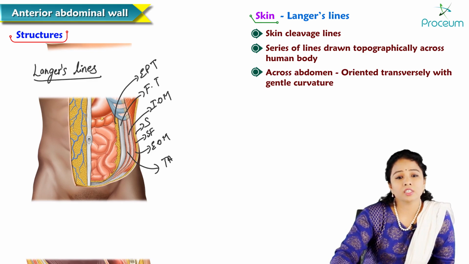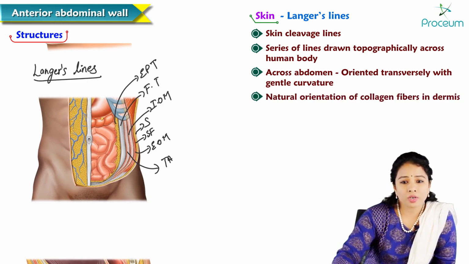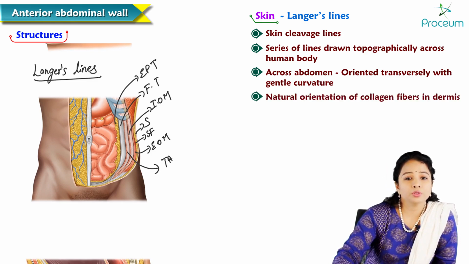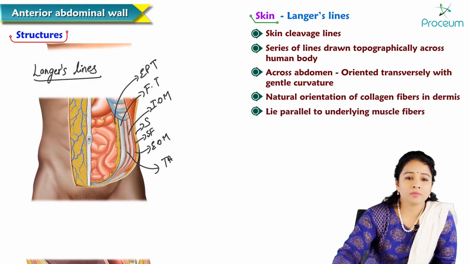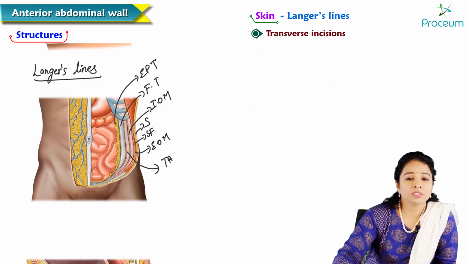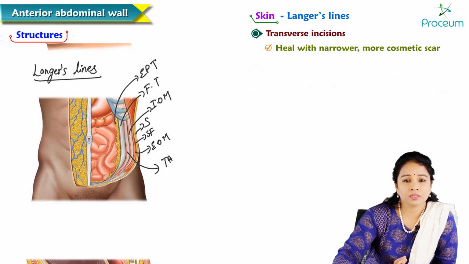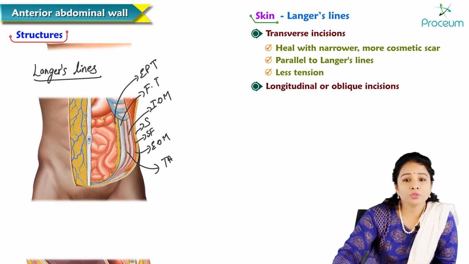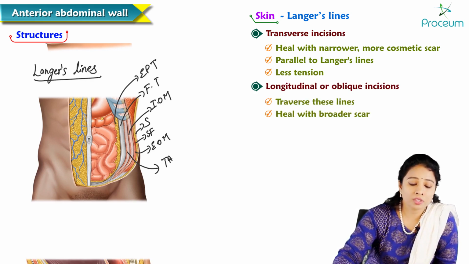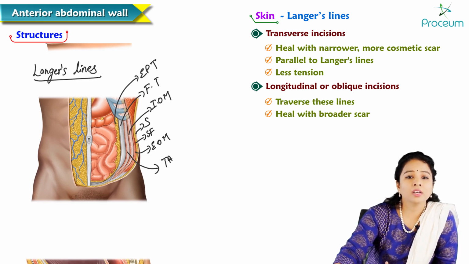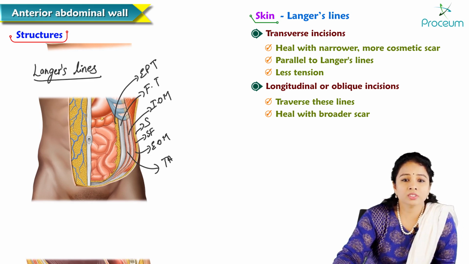Langer's lines correspond to the natural orientation of collagen fibers in the dermis and usually lie parallel to underlying muscle fibers. Thus, transverse incisions heal with a narrower and more cosmetic scar because they are parallel to Langer's lines and have less tension, while longitudinal or oblique incisions, which cross the transverse lines, may heal with a broader scar. So to have a less scar, it is good to give a transverse incision in the abdomen.